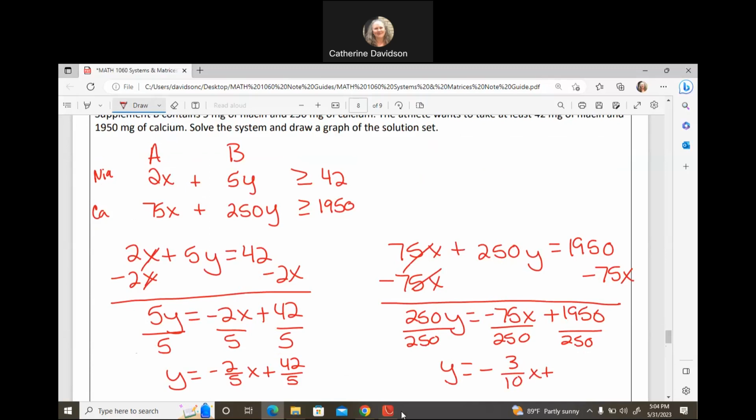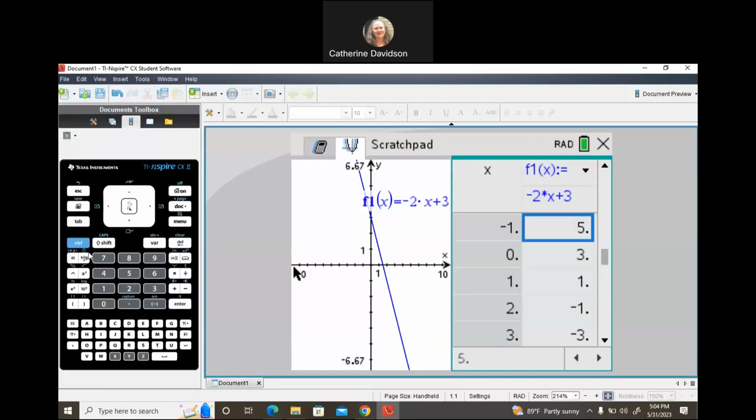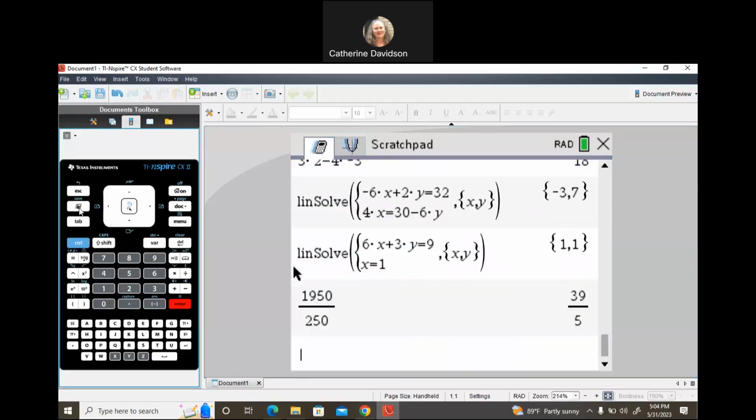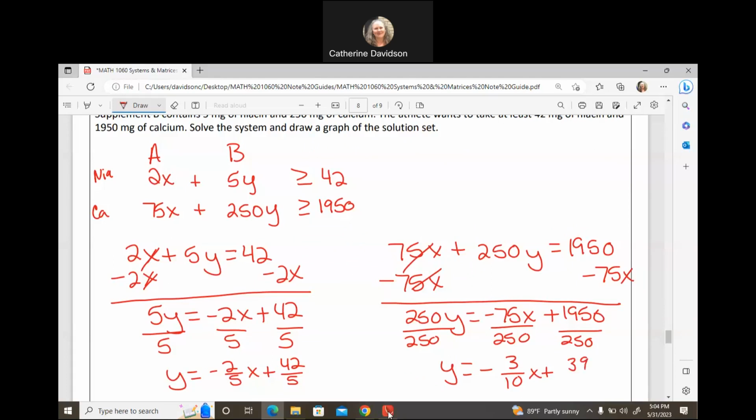All right, I do need to do that one over here. Control T, calculator. I guess I could have just left it as 1950 over 250. You don't actually have to convert it. Plus 39 over 5. Okay, all right, from there, we're going to need 2 points.